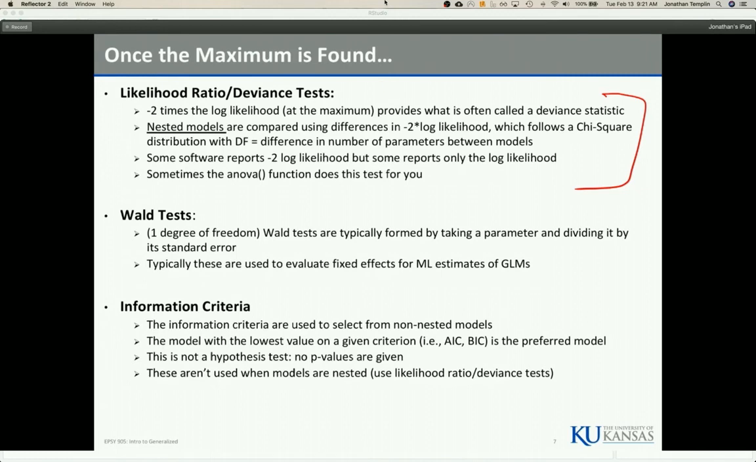Finally, we can also get Wald tests. This is our parameter estimates themselves. These are the p-values that come directly from the output. And finally, if we don't have nested models, we can use information criteria to determine which model is preferred. But I will say the information criteria are only used for non-nested models, because with nested models, we'd want to use the likelihood ratio test. It's something called the uniformly most powerful test. It is the best that we can do.